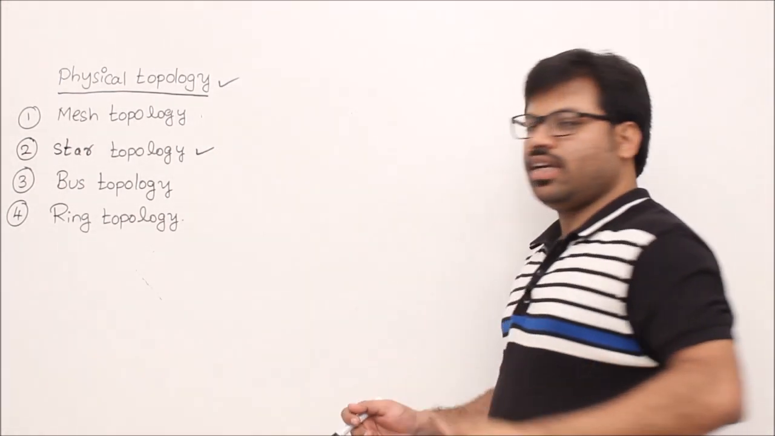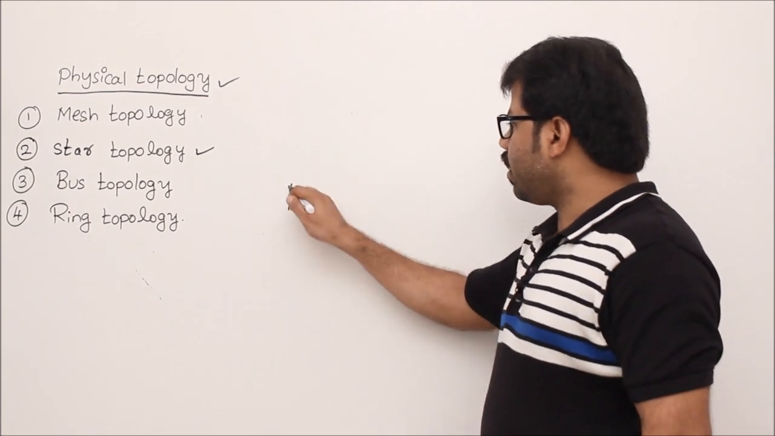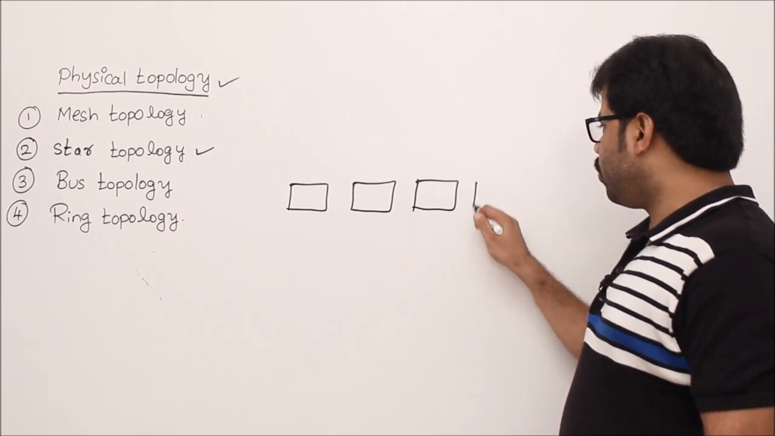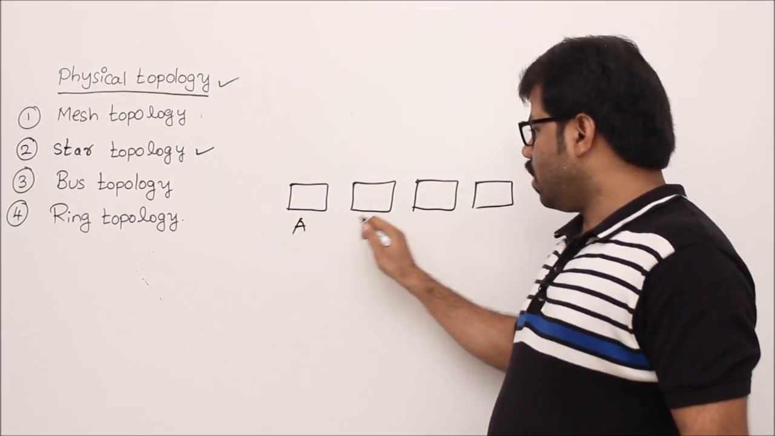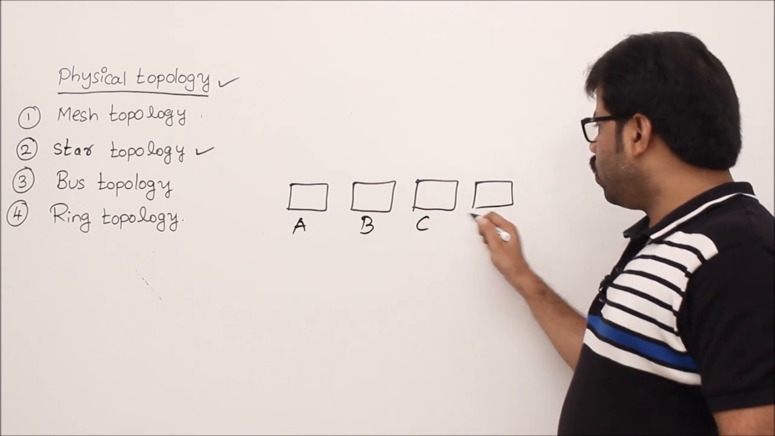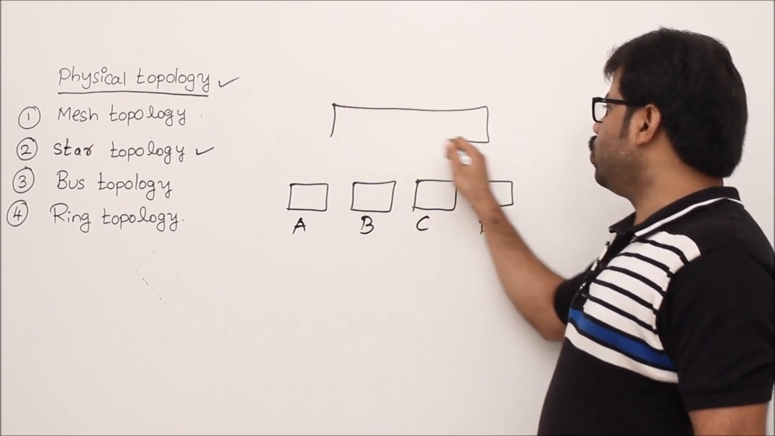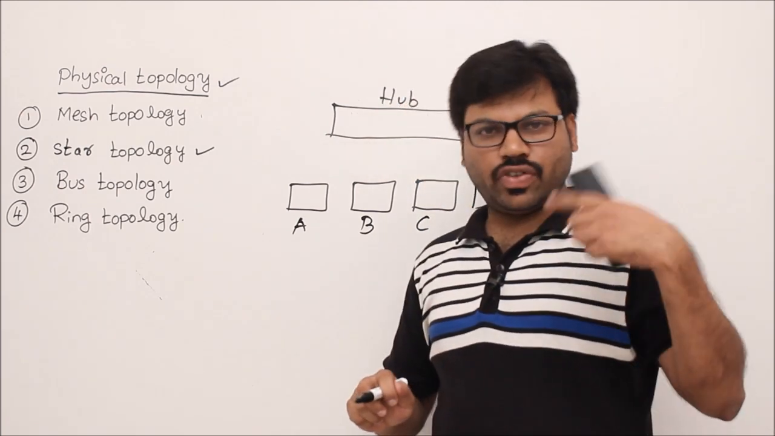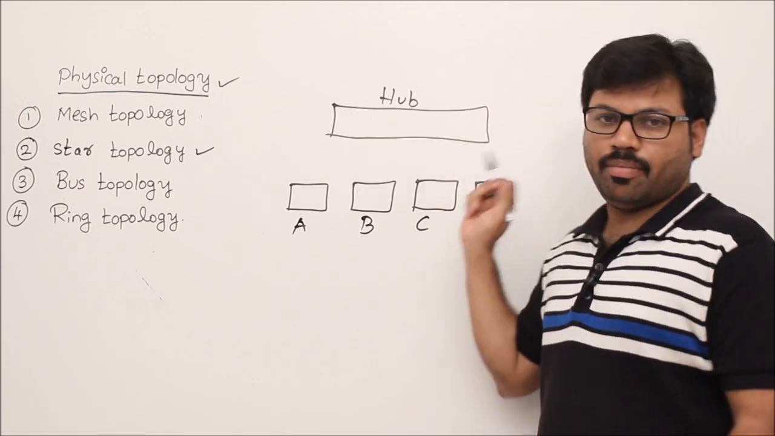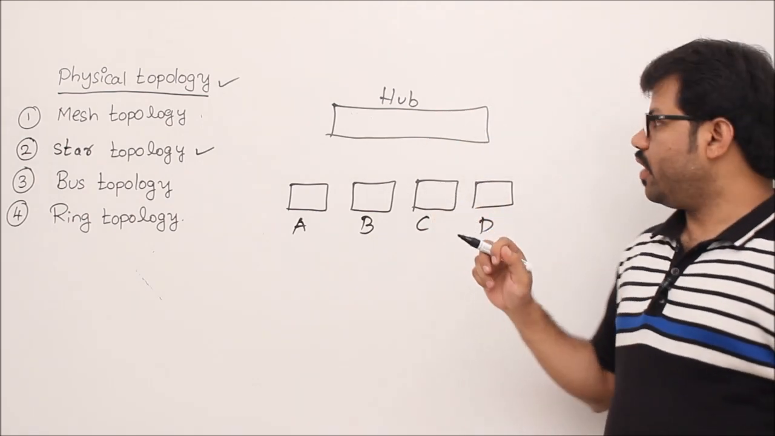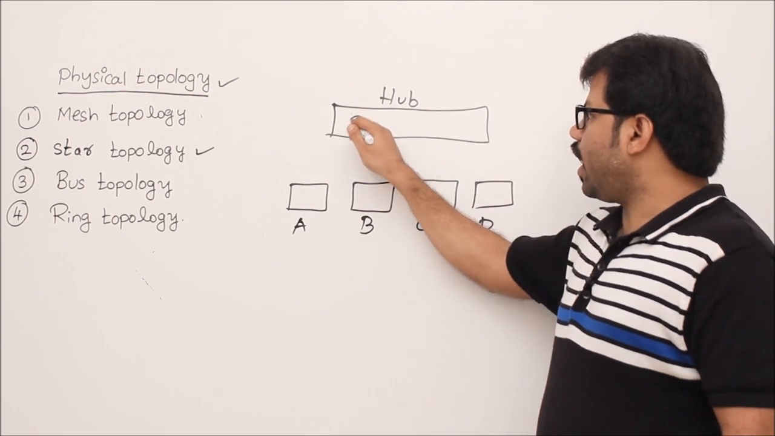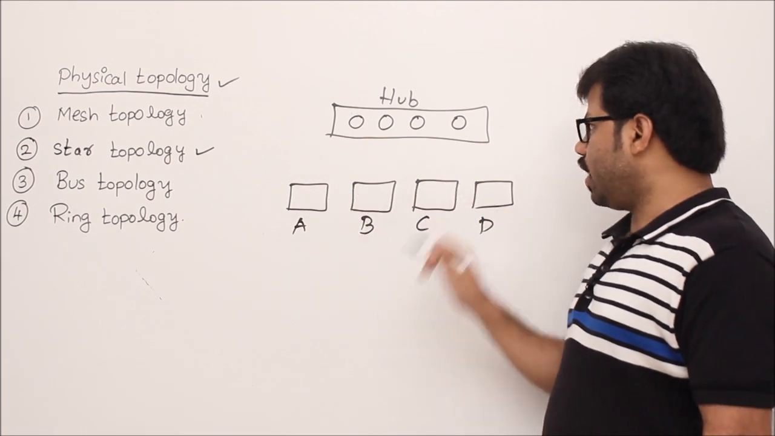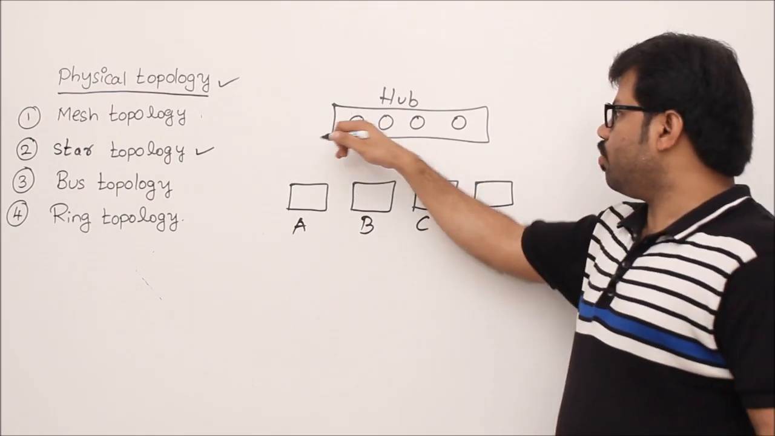In star topology, generally we connect all the computers to one central computer. For example, let's say I have 4 computers A, B, C, D, and I connect them to a central device. Usually it is a hub or a switch. We will talk about switch later. At this moment, let's say it is a hub. Hub is a device which will have a lot of ports. In this problem, because we have 4 computers, we have to purchase a hub which has 4 ports.